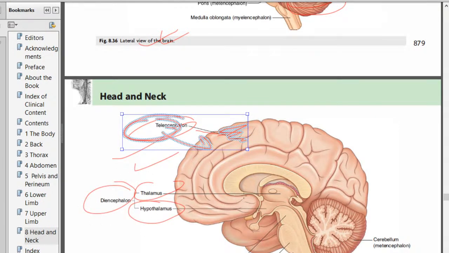Let's look at the thalamus. This structure right here is the thalamus, and this small structure is the hypothalamus. This is the pituitary gland.